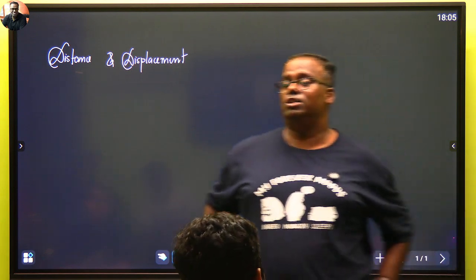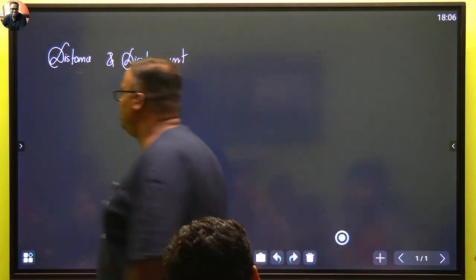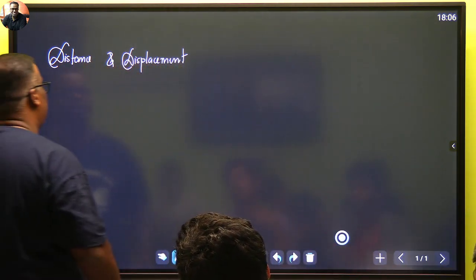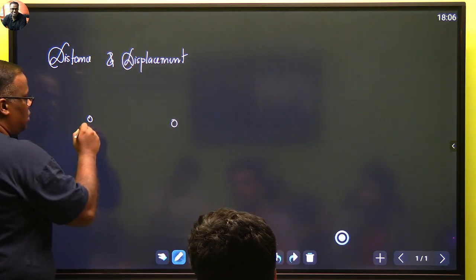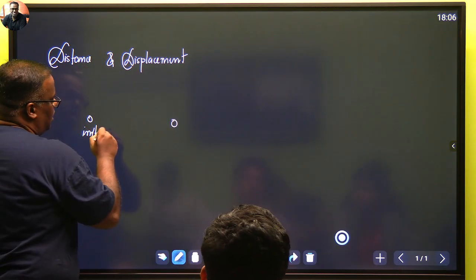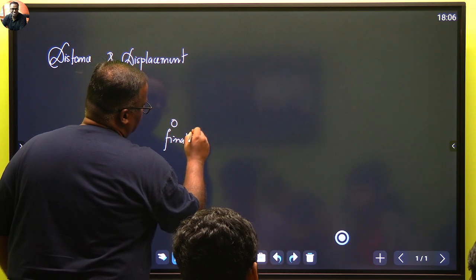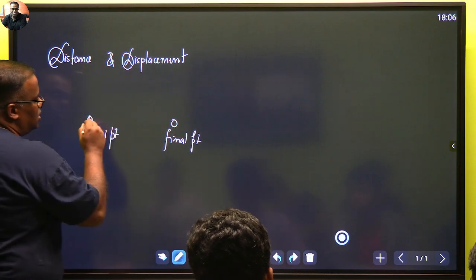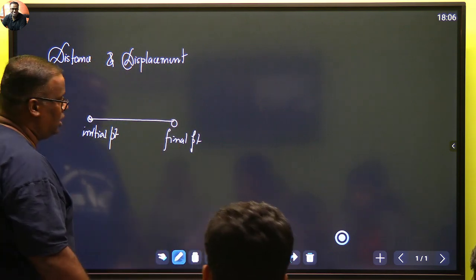Infinite types of distance can be there based on who wants to go which way, right? Very good. Displacement, shortest straight line path between initial and final point. So if this is my initial point and this is my final point, then displacement is always the shortest straight line. Now here also you should be very perfect.